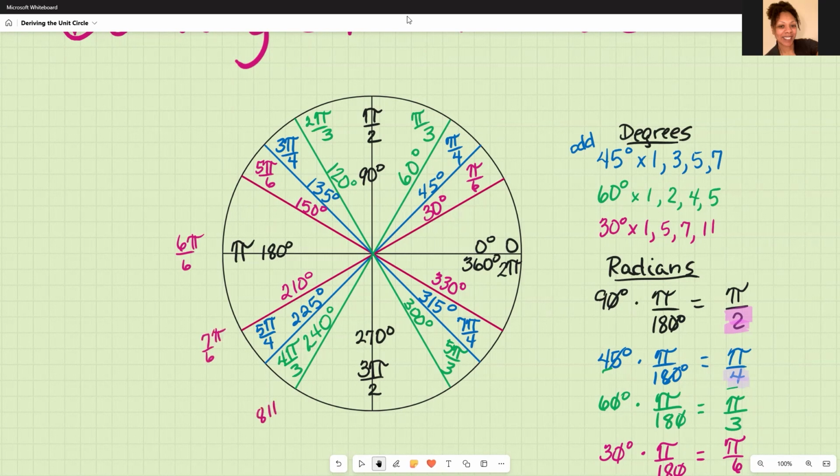So 8/6, 9/6. You have to simplify. Then we just keep counting. 10/6. Skip the ones that have a 4. 11/6. And then 12 pi radians over 6, which we see that 12 divided by 6 is going to leave us with that 2 pi radians. Now we see that we have all of our radians. We should have 3 per quadrant. So there's 3, 3, 3, 3. In addition, we should have the axes. So 2 on the x-axis, 2 on the y-axis.